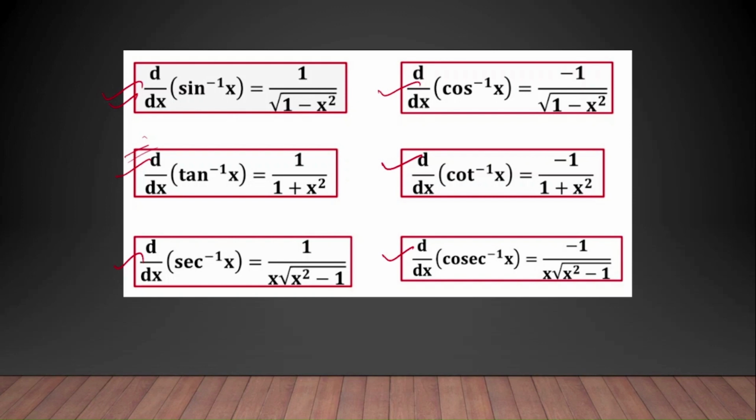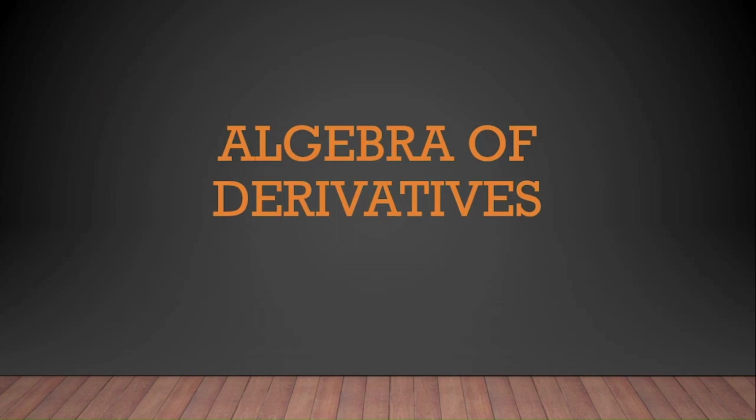Okay, let's go for the next part, that is algebra of derivatives. First of all, in algebra of derivatives, here I am writing down point 1. I am changing the color. 1, that is d/dx of f(x) plus minus g(x). Okay, this is the first point of the algebra of differentiation.